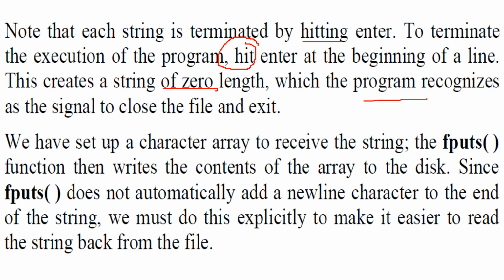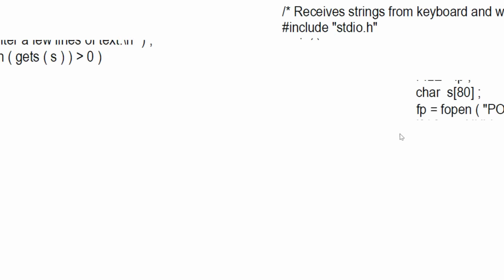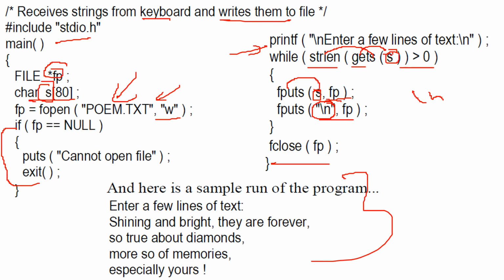We have to set a character array, as we have seen, to receive the string. The fputs function writes the content of the array to the disk, and fputs does not automatically add a newline character; \n is not automatically added. That is why we have explicitly added it, just to make it easier to read the string back from the file. This we have added by ourselves.